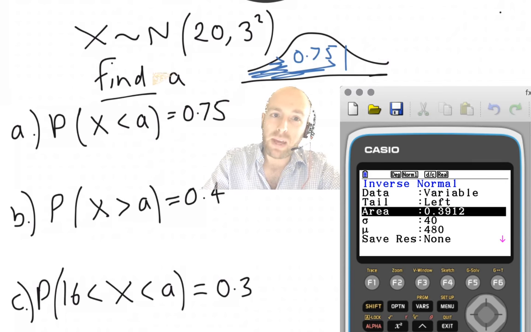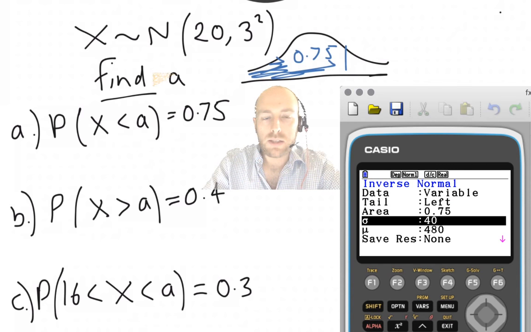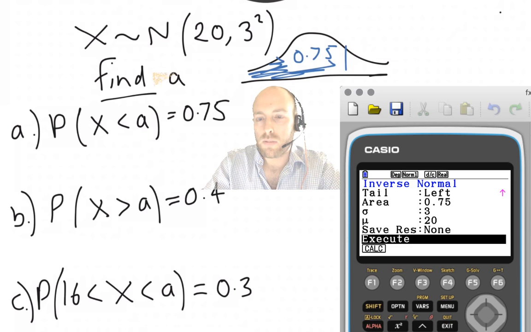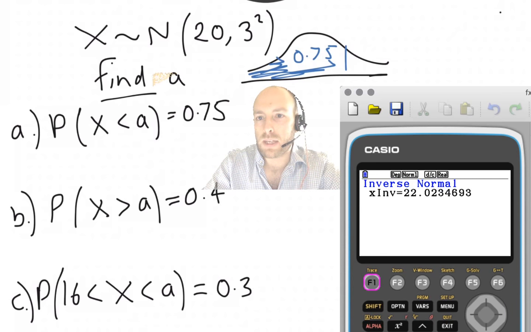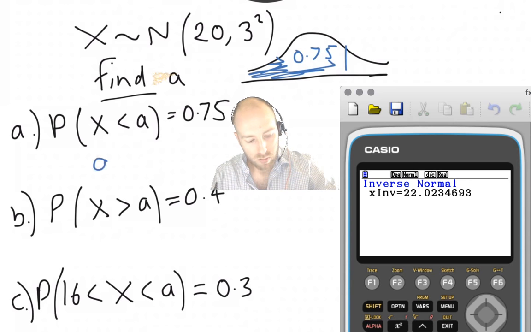Now what's the area? Remember, area is probability, so 0.75 is our area. Sigma, standard deviation, we know is 3, and mu is 20. So type all that in. It doesn't draw it this time, which is a shame. Hit calculate, and the answer is 22.02. So a equals 22.02.